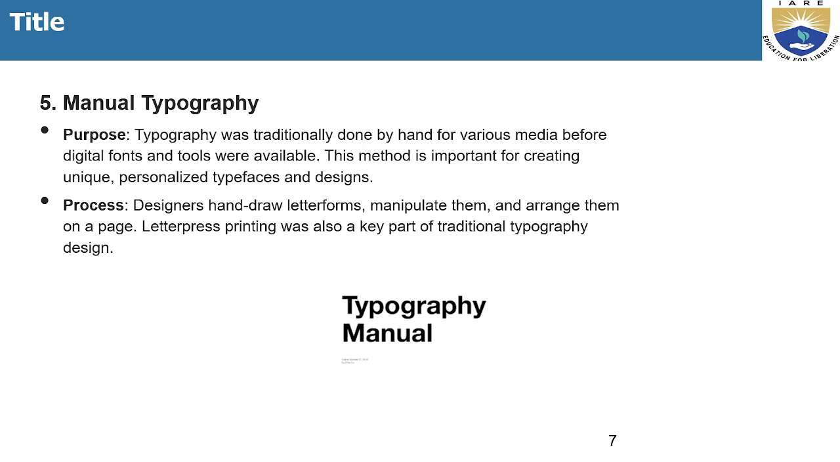Next is manual typography. Purpose: typography was traditionally done by hand for various media before digital fonts and tools were available. This method is important for creating unique personalities, typefaces, and designs. So typography, these are the fonts, and they were done by hand itself. Nowadays they are done digitally, but anciently it was done by hand.